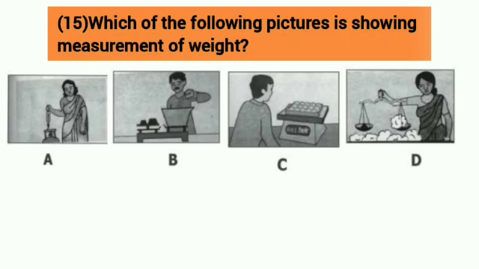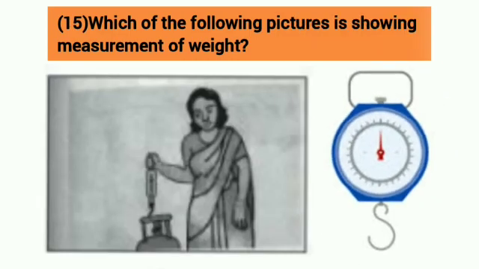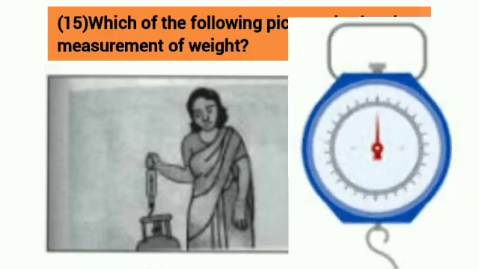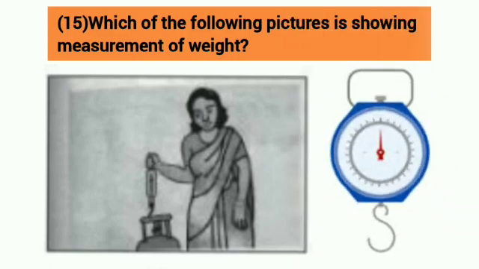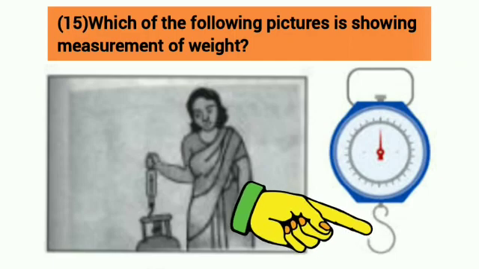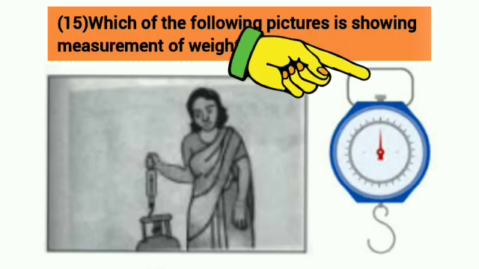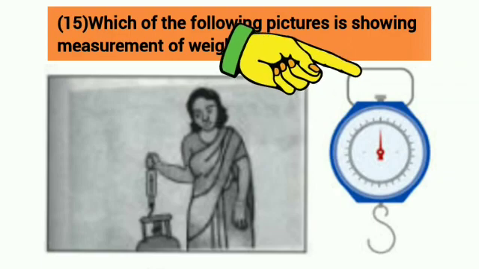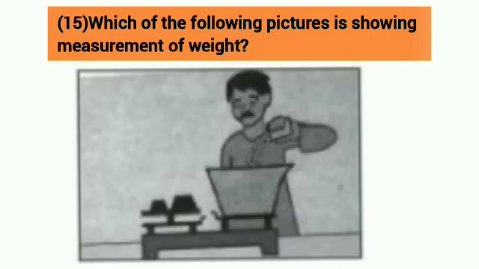Question number 15. Which of the following pictures is showing measurement of weight? 4 different pictures are given to us. In the first picture, this weight measuring instrument is used. The thing to be measured is hanged on this hook and hold this machine from the above handle. In the second picture also, the weight is measured with this weighing machine.